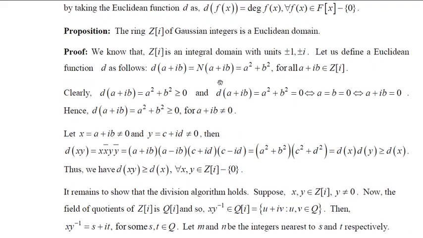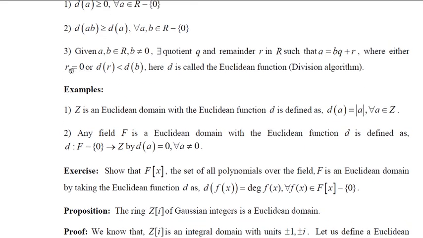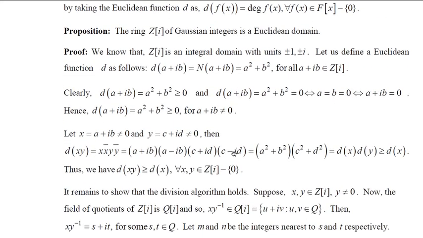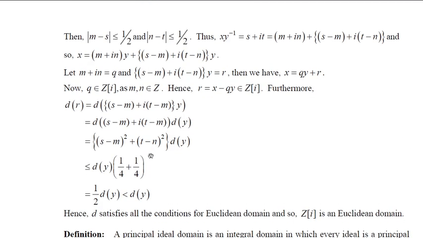Now we are left with the last condition, that is, we have to show that the remainder r is 0 or the d value of the remainder is less than the d value of the divisor. Now here in our case the divisor is y. So we have to show that d of r is less than d of y or r equal to 0. If r equal to 0, there is nothing to prove. We are through. So let's assume r is not equal to 0.